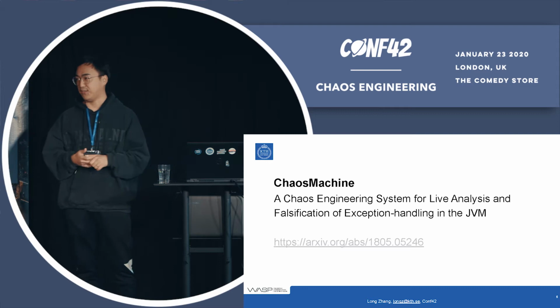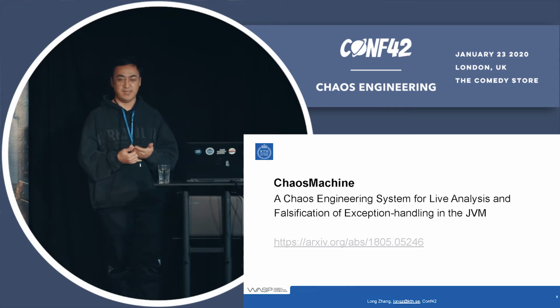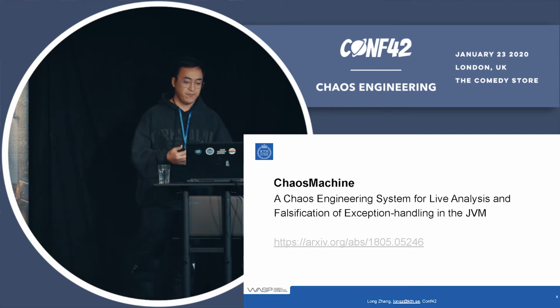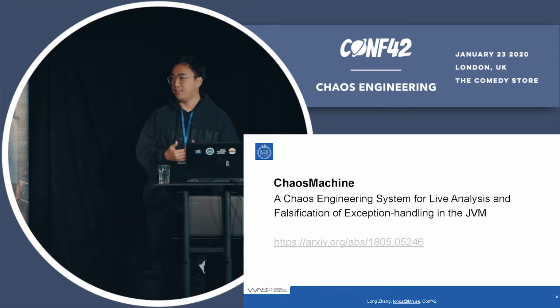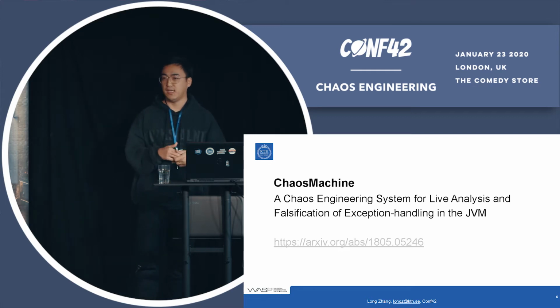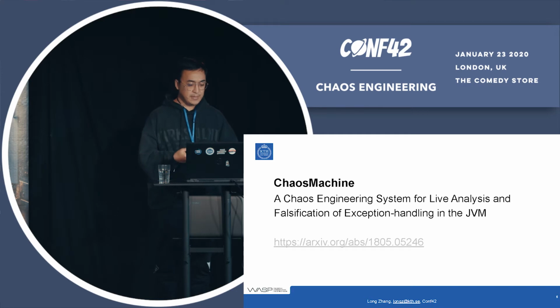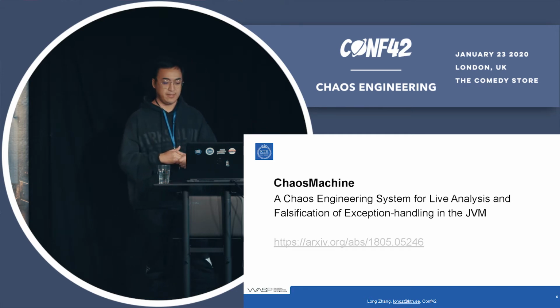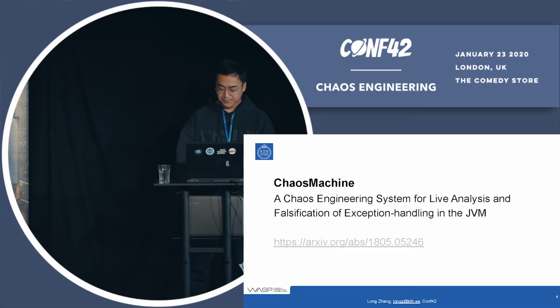Basically, we have 3 cases here. The first one is called ChaosMachine. It's a chaos engineering system for live analysis and falsification of exception handling in the JVM. This paper has been accepted this year in one of the top journals, IEEE Transactions on Software Engineering. And I put an arXiv link, which is free to access, for your convenience.